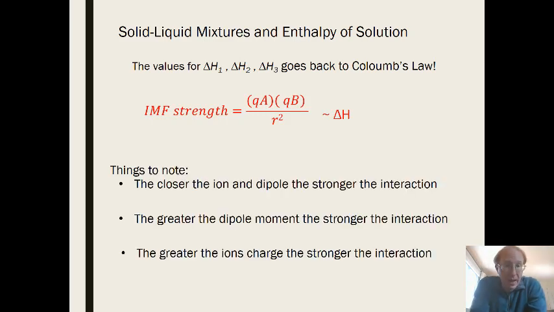A couple things to note, and this goes directly back to Coulomb's law. The closer our ion and dipole are together, the stronger the interaction, because that's our r value. That's in the denominator. So the smaller the denominator, the larger my delta H value. The larger the dipole, charge A, the stronger the interaction, because that's in the numerator. And same thing, the greater the charge B, Q B in Coulomb's law. The larger the numerator, the larger the delta H value. So we're always going to use Coulomb's law qualitatively. We're never going to put numbers in and solve it, but we're going to use the relationship between numerator, denominator, and how that affects delta H to get an idea of what's going to give us a large delta H versus a smaller delta H value.